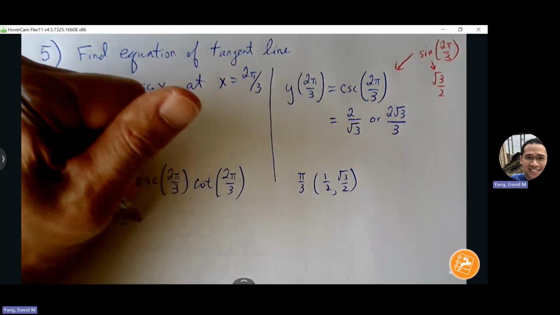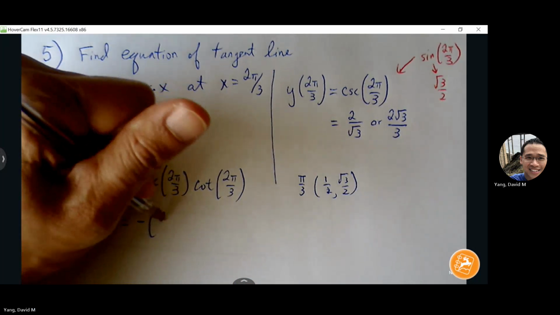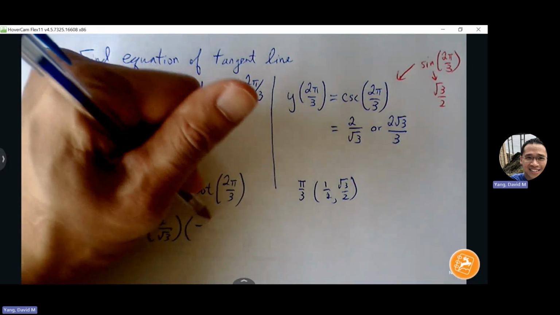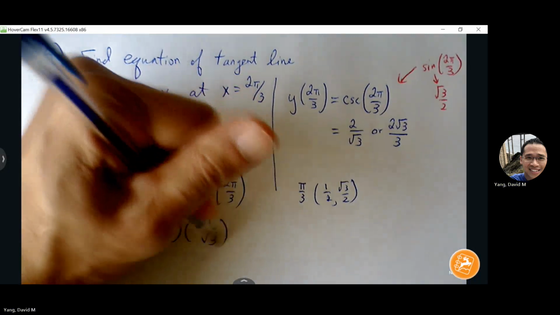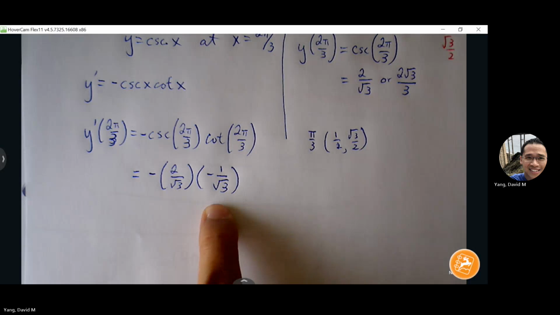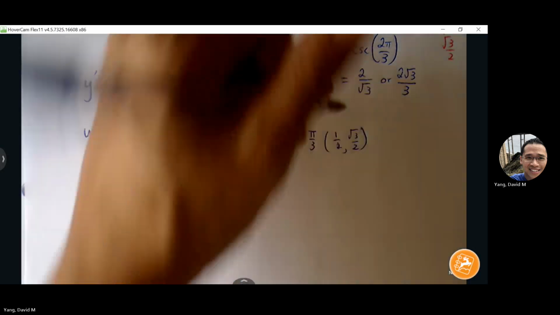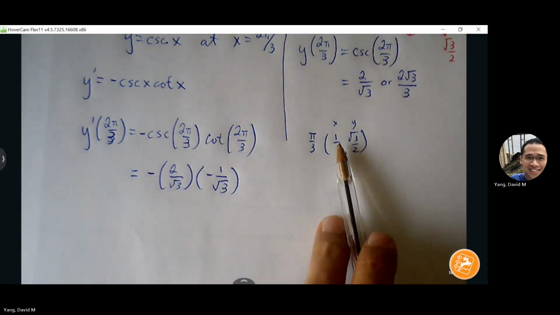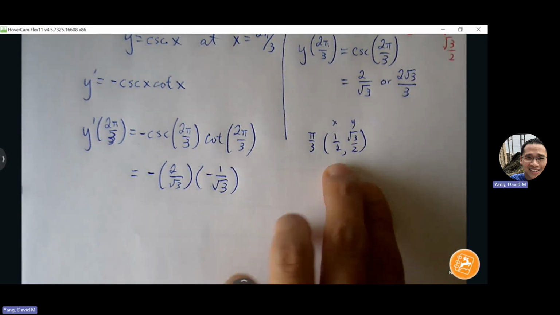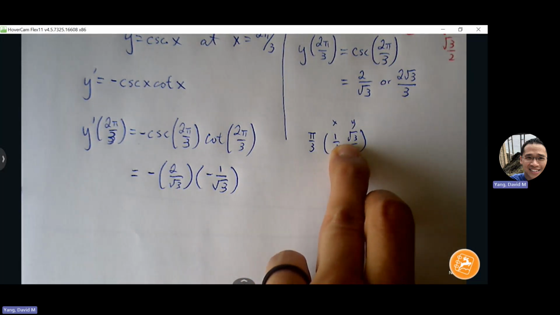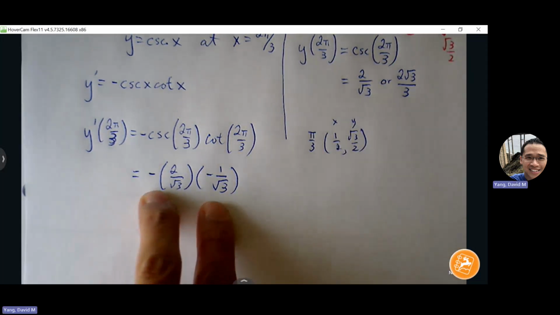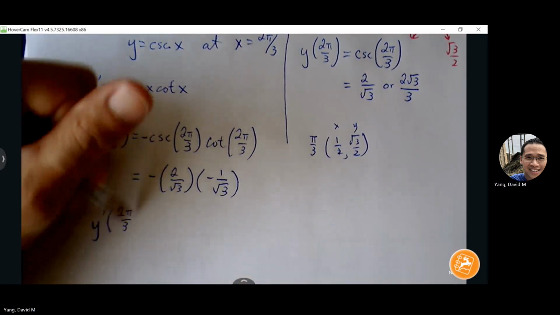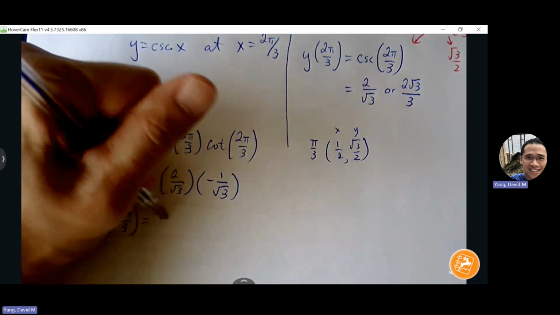I'm just going to copy that down. So negative 2 over root 3, and the cotangent is negative 1 over root 3. Right. If I divide these two, the 2's can just go away. I just focus on the numerator, 1 divided by root 3. So if I clean this up, my slope is just 2 over 3.